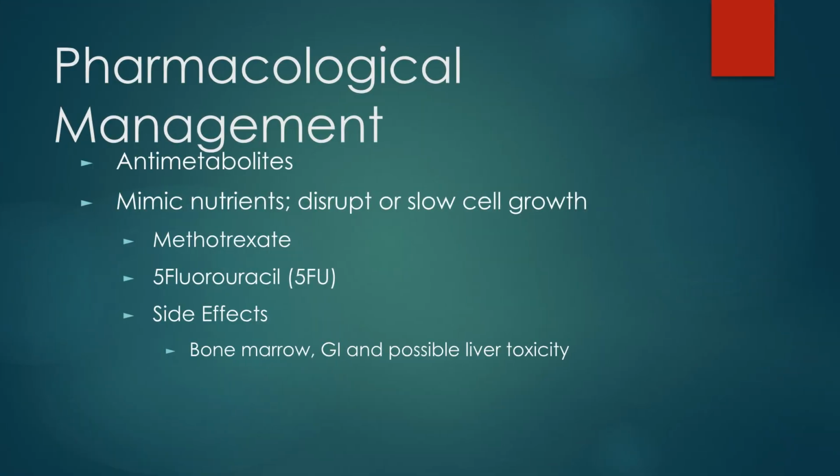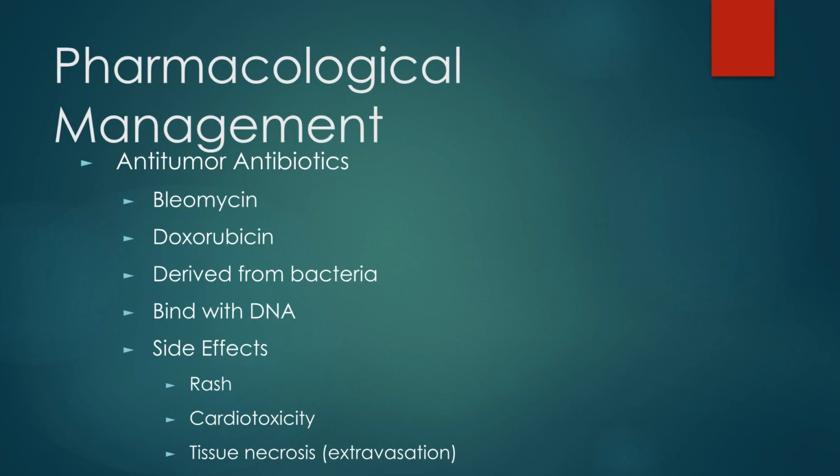Antimetabolites mimic nutrients to disrupt or slow cell growth. Examples include methotrexate and 5-fluorouracil, which can cause bone marrow, GI, and possible liver toxicity. Anti-tumor antibiotics, derived from bacteria, bind with DNA to injure cells. Examples include bleomycin and doxorubicin. Side effects can involve rash, cardiotoxicity, tissue necrosis, and mucositis or stomatitis.